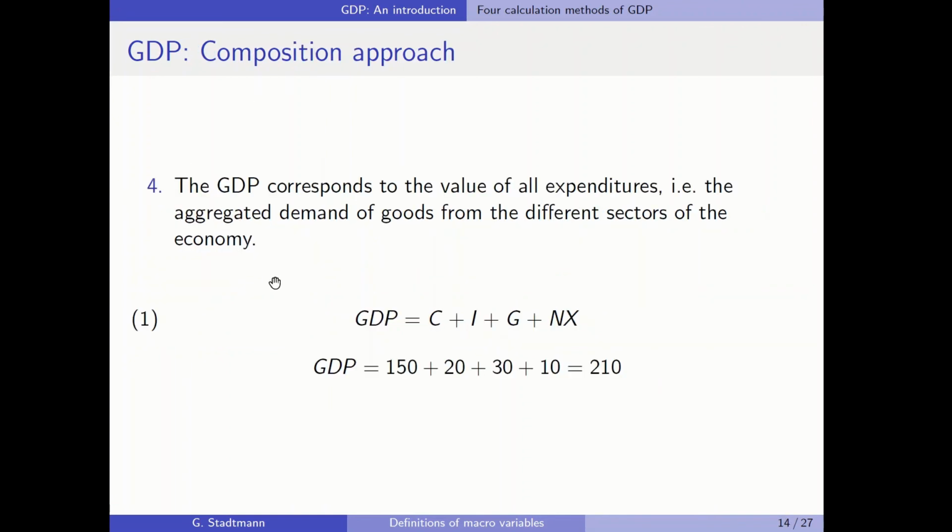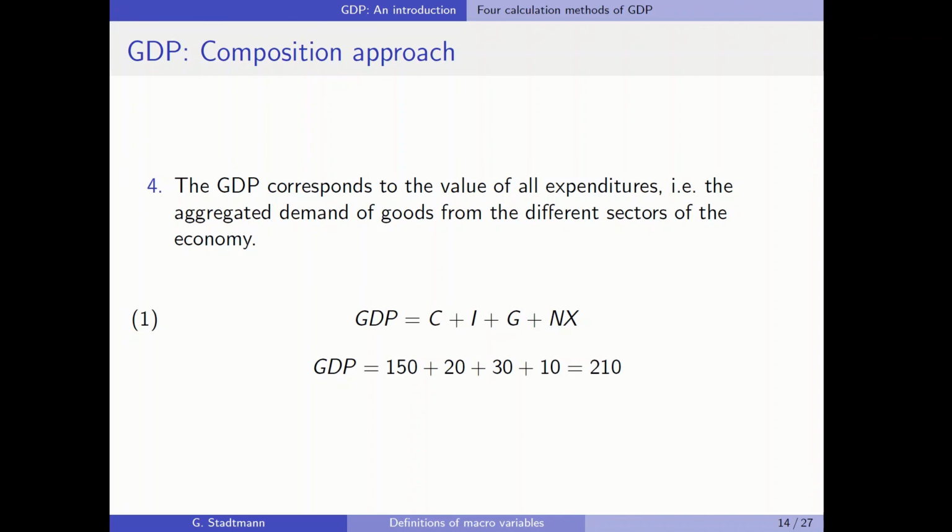The fourth definition: GDP corresponds to the value of all expenditures, like the aggregate demand of goods from the different sectors of the economy. Here we have to think about who is buying this stuff. Private households are consuming, private companies are investing, the government is using the cars as government spending, and then some foreigners are buying the cars. Net exports is equal to 10. When once more we sum up, we also get the information that the GDP is equal to 210.